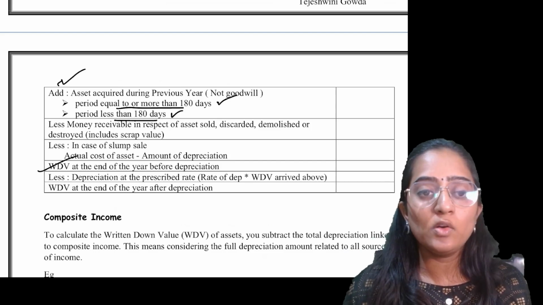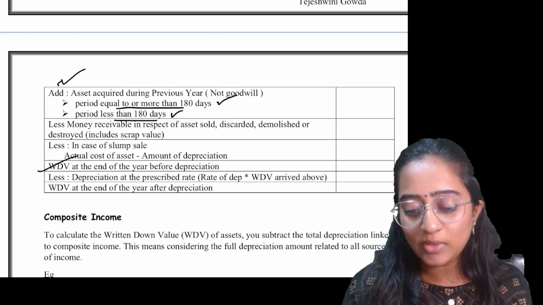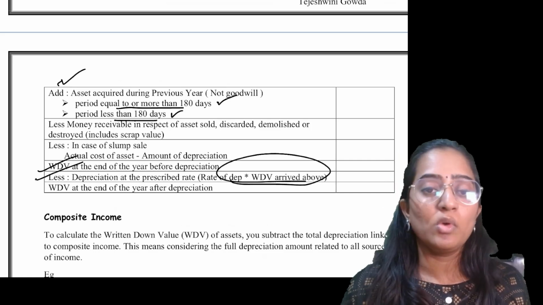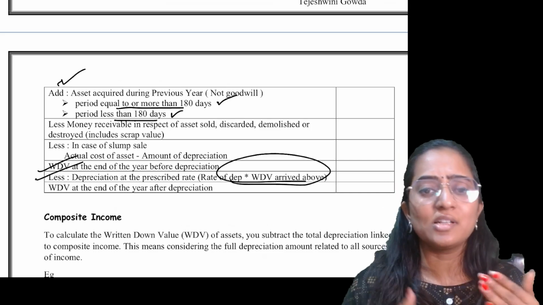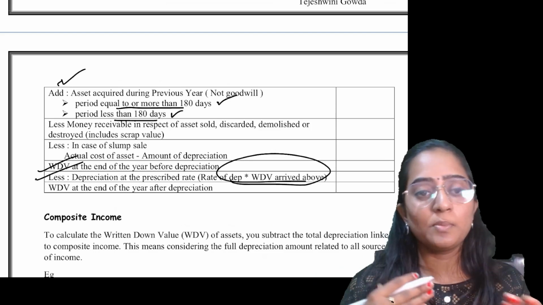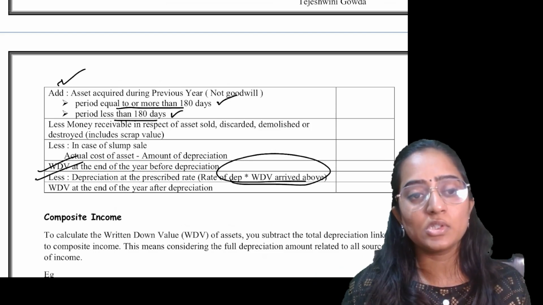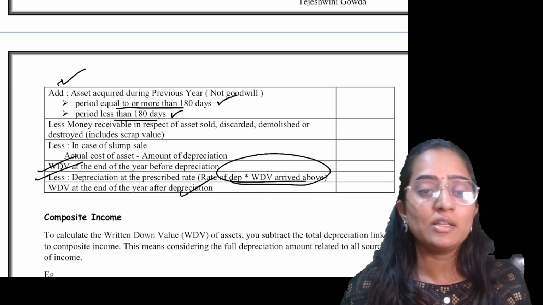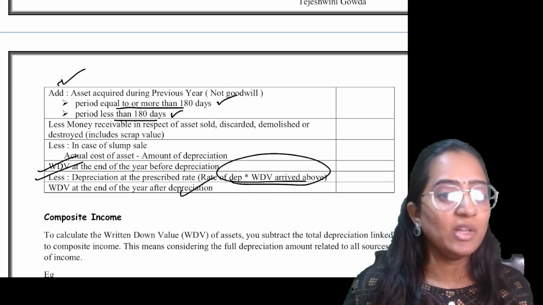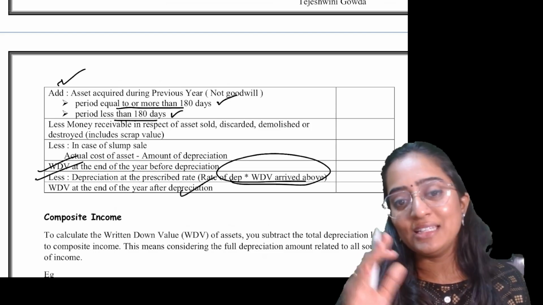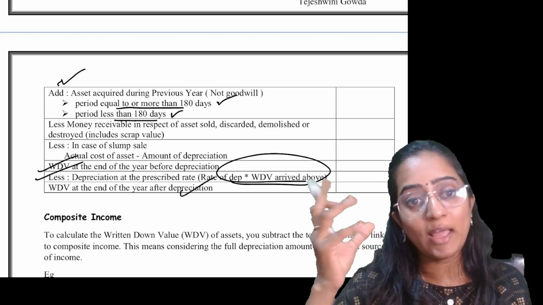Next, WDV at the end of the year you would get before depreciation. Then you would calculate the depreciation. Whatever the WDV which has been arrived, then you will consider 100% of the depreciation allowable, 50% of the depreciation allowable. Then WDV at the end of the year after depreciation, you would get. Clear? This is your WDV, written down value method.